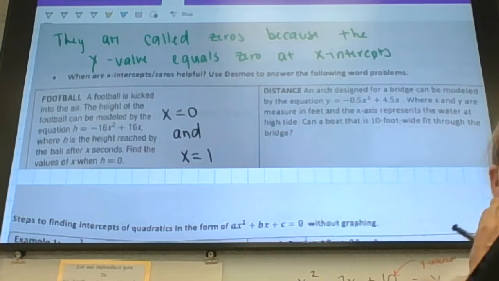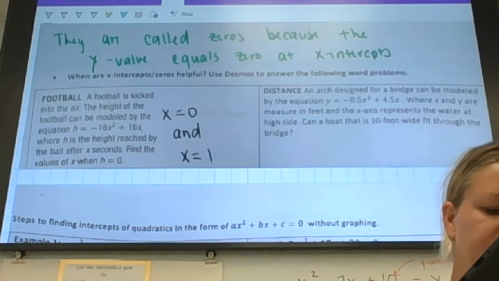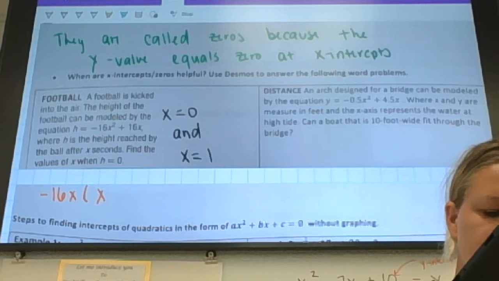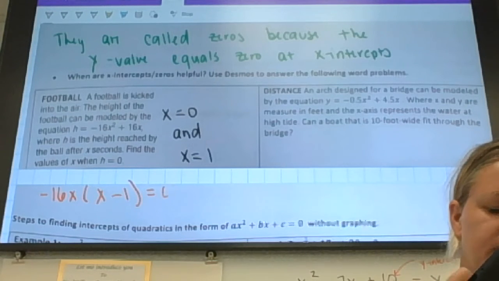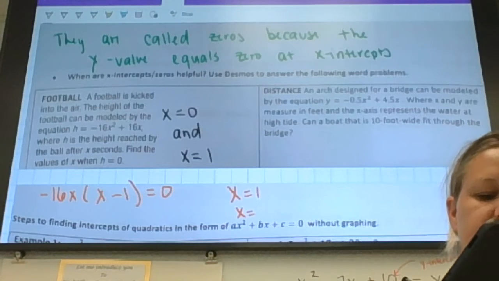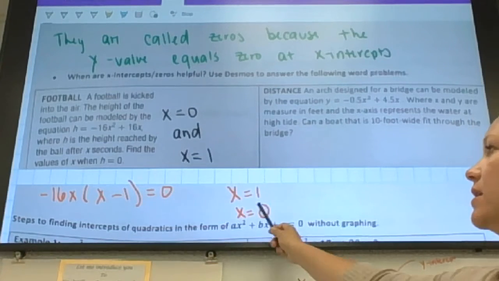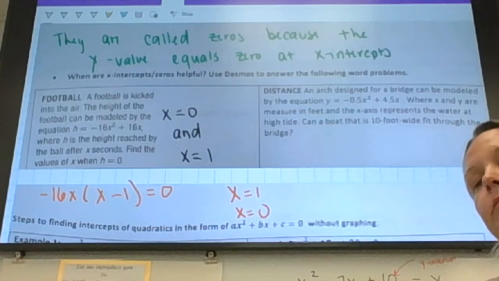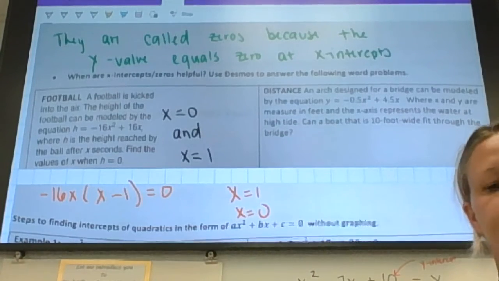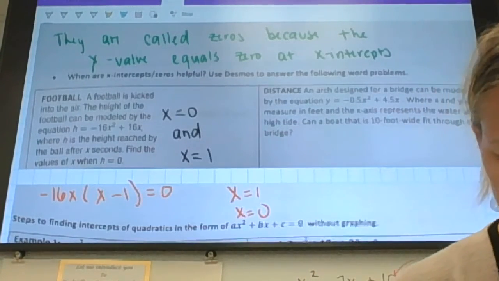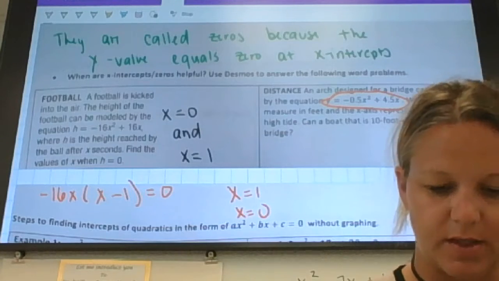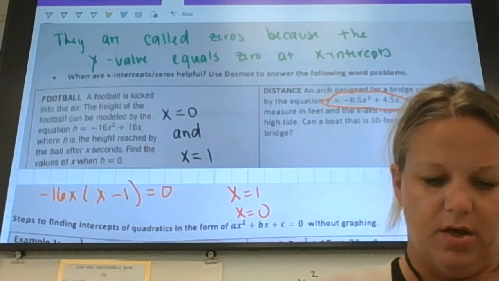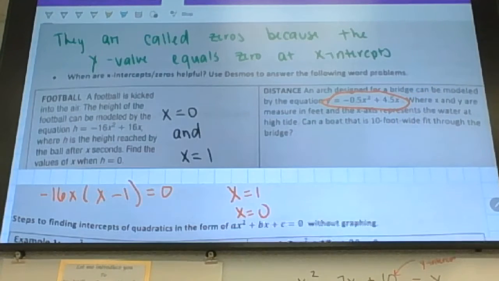Without the calculator, I could have found 0 and 1 just by factoring out a GCF of negative 16x, getting x minus 1, and solving both of those. I would get x equals 1 and x equals 0. So I can do it with math, or I can do it looking at a picture of the graph. So now this is the equation you're going to put in, and you're going to tell me, can a boat that is 10 foot wide fit through the bridge?